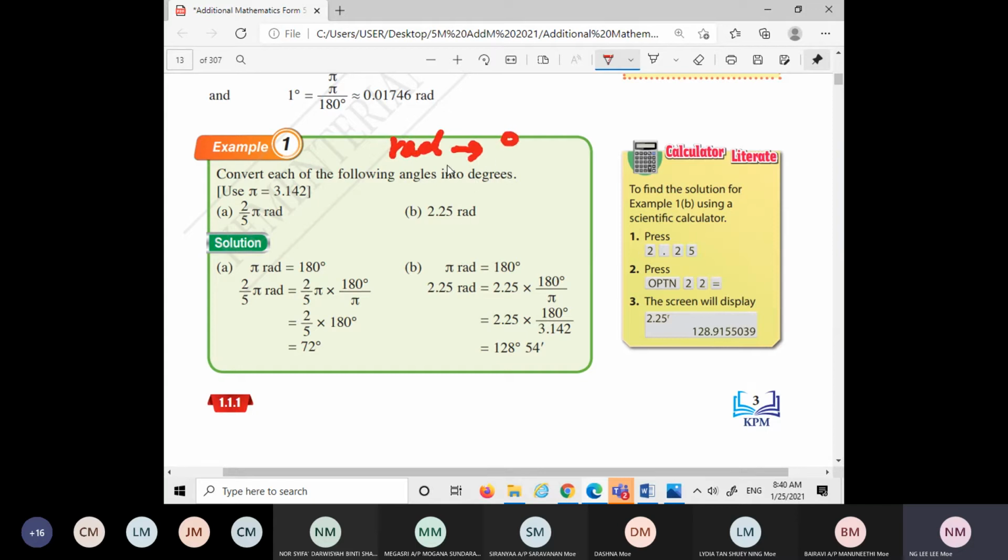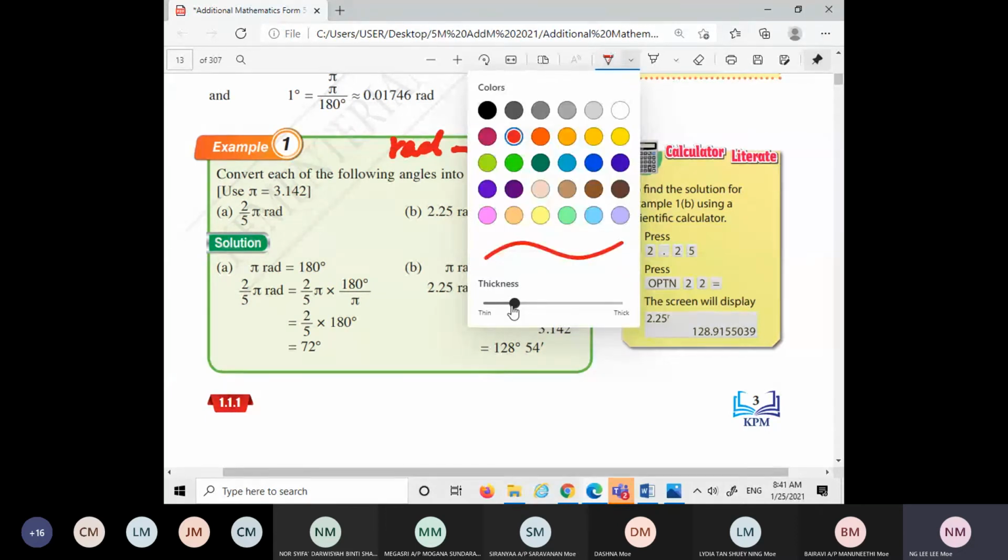Radian into degree. When you start with radian, you see the relation between radian and degree is pi radian is 180 degree.